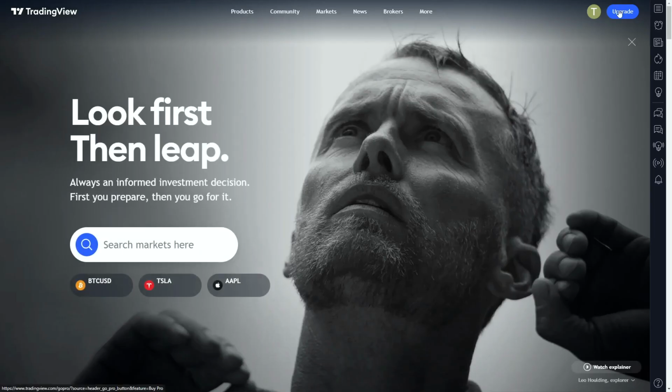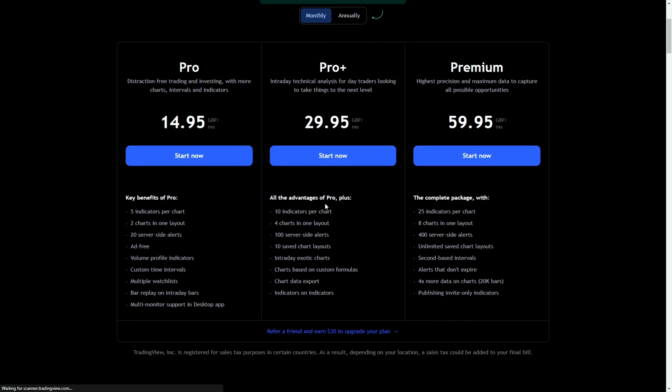Aside from that, if we go back and have a quick look through where we get the Pro Plus plan, indicators on indicators, again, it's kind of like the custom formula.